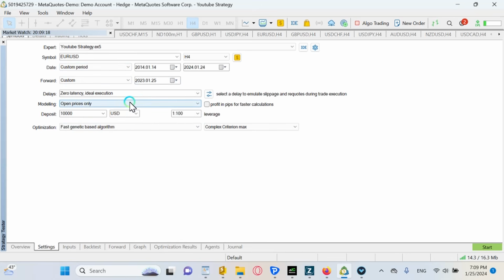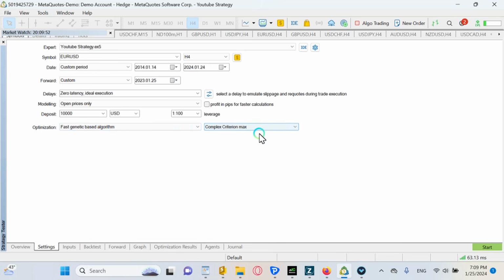For the simplicity of the video, and because it would be highly time consuming, testing is going to be on open prices only because it is faster. And the next one is really, really important. Of course, use a fast genetic based algorithm, because otherwise you could wait like 1 million years approximately.